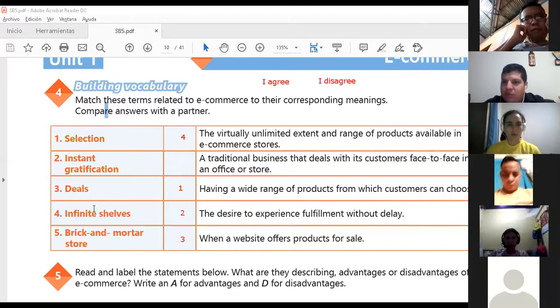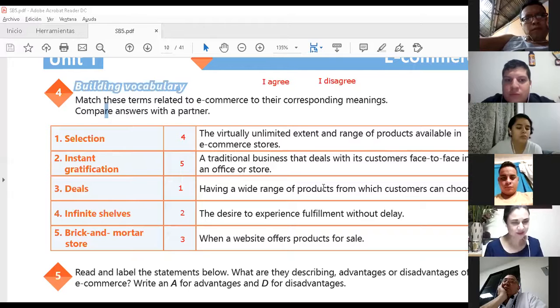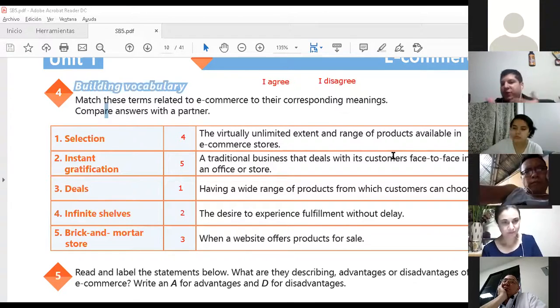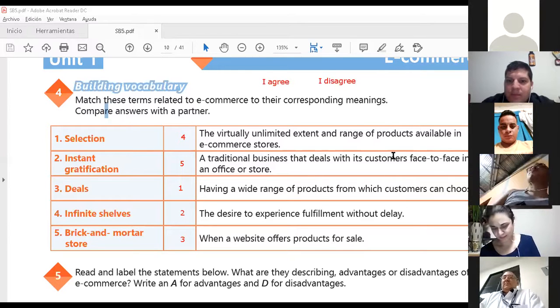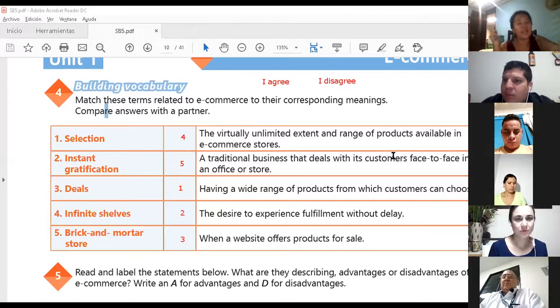So, we'll be having a wide range of products? Mm-hmm. That's right. And the last one, brick and mortar store. Brick and mortar store is pretty much face to face. Me, Ana Maria. Go ahead, Ana. A brick and mortar store is an expression?